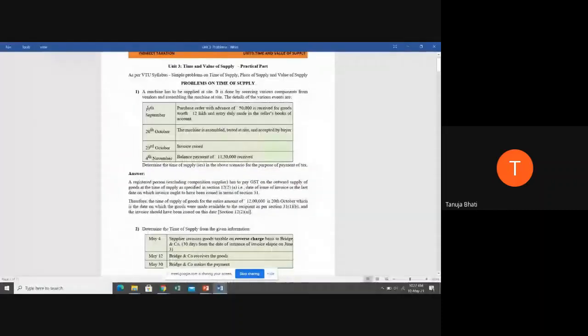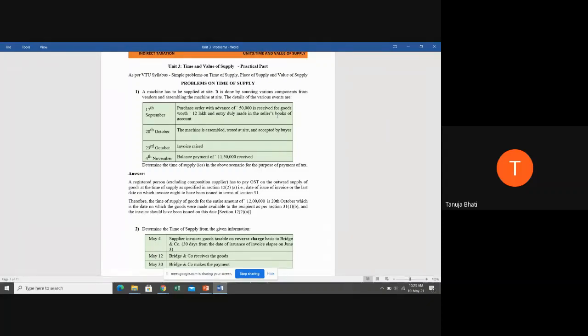See, on 17th September the order was placed. On 20th October the machine is assembled, that is, the machine has been delivered and accepted by the buyer. On 20th October the vendor had issued the invoice, and on 4th November the payment was received. Now we know that since it is goods, the time of supply in respect of goods is under section 12 subsection 2, since it is a forward charge, because here you can't see any recipient paying tax, you cannot see a voucher, you cannot see addition in value in this case.